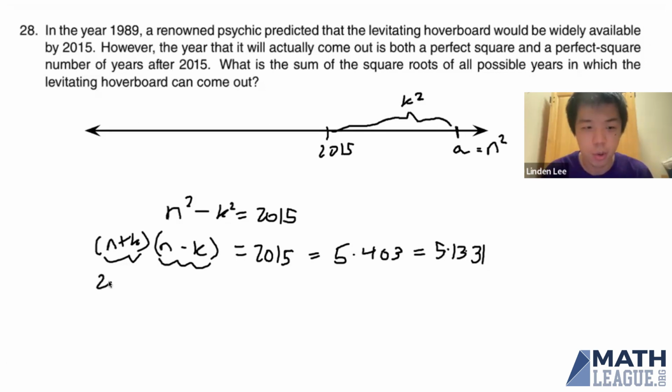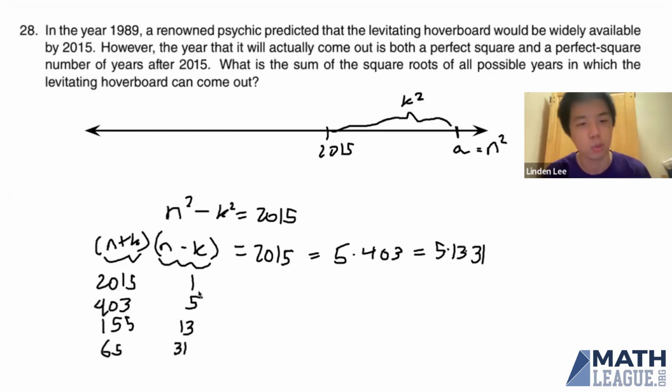The factor pair 2015 and 1, the factor pair 403 and 5. Then we have the factor pair 155 and 13, and the factor pair 65 and 31. And you see that in all of these, you have n plus k equals 2015 and n minus k equals 1, or n plus k equals 403, n minus k equals 5, and so on. And in general, if you have n plus k equal to something, we're going to call that x, and n minus k equals y.